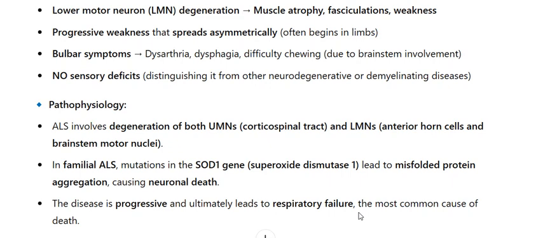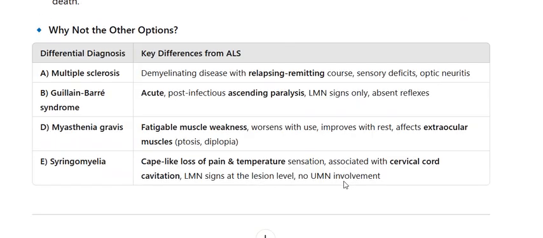Why not the other options? Differential diagnosis. Key differences from ALS: A. Multiple sclerosis: demyelinating disease with a relapsing-remitting course, sensory deficits, optic neuritis. B. Guillain-Barré syndrome: acute post-infectious ascending paralysis, LMN signs only, absent reflexes.